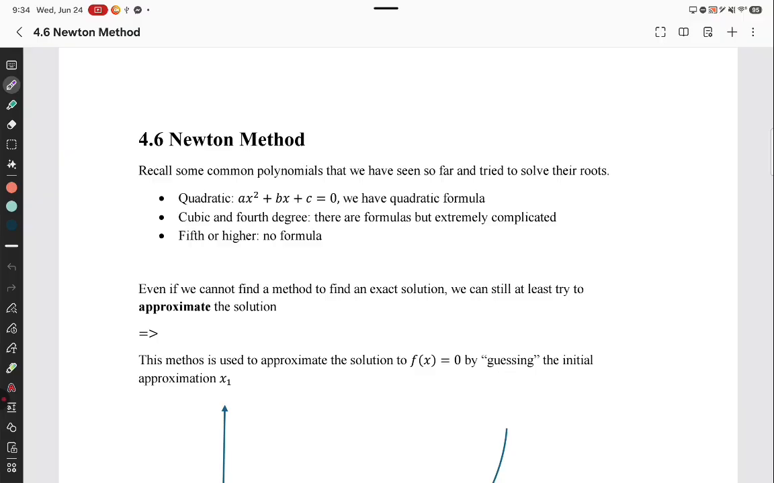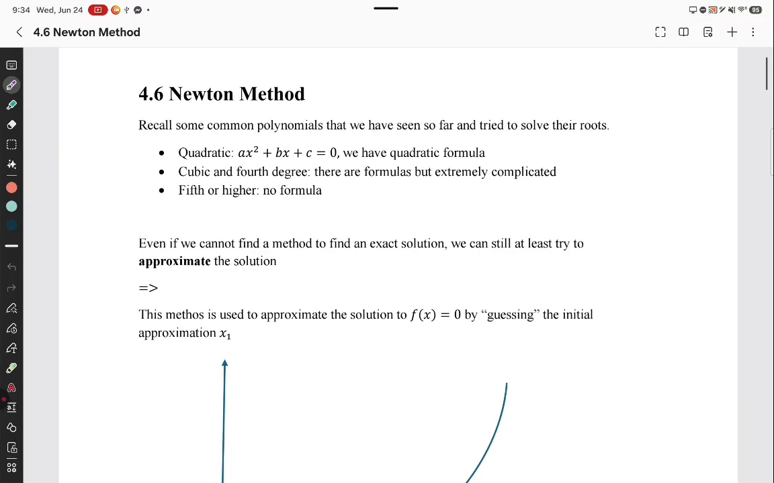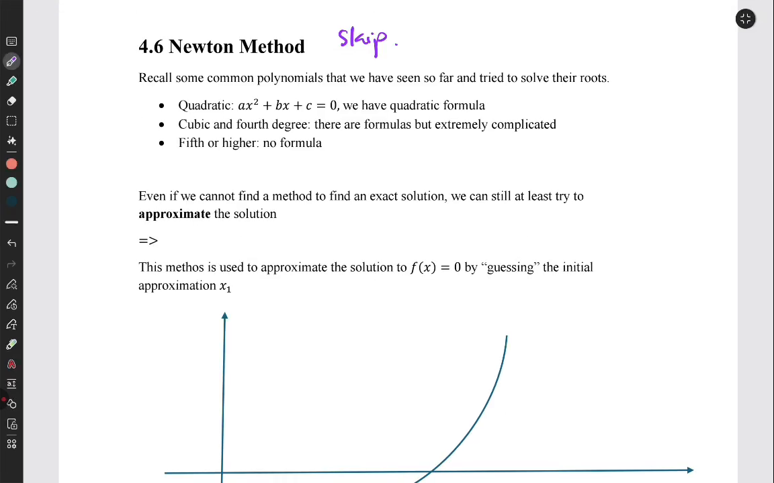from our study guide. So I'm going to skip this one, but I still want to give you a description. What does it mean by studying Newton's method? In numerical analysis, this method is the foundation. It's the first section you study in numerical analysis and cryptography.